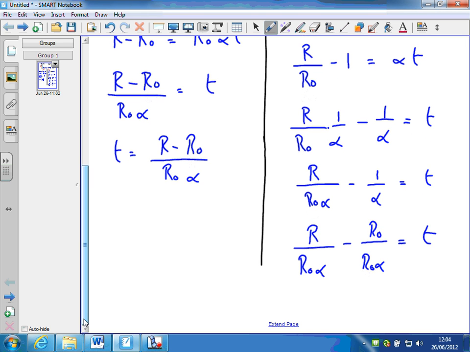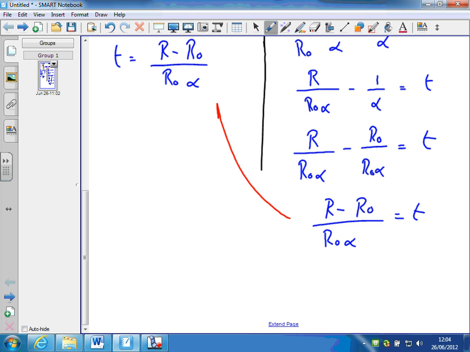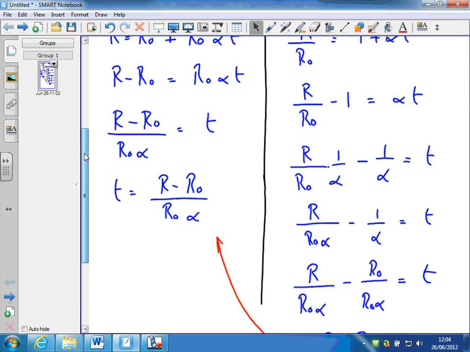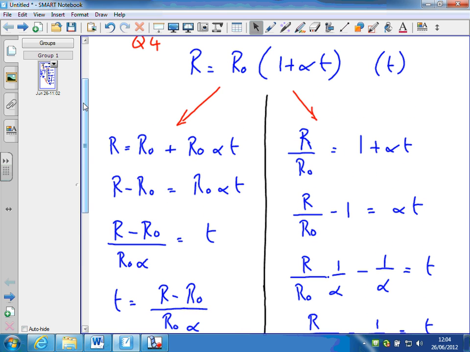And then, now that we've done that, we've got a common denominator, so I can rewrite this as R minus R0 over R0 alpha equals t. And that's the same as the other way. I think maybe that left-hand way is a slightly easier way to do it than the right-hand way. And seeing that is not obvious, it just comes with practice.